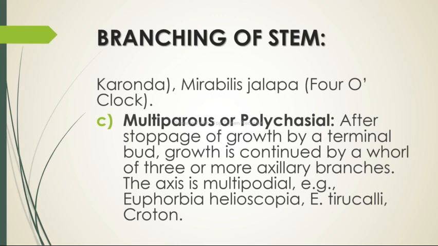Next branching is multiparous or polychasial. After the stoppage of growth by the terminal bud, growth is continued by a whorl of three or more axillary branches. The axis is multipodial, for example in Euphorbia helioscopia. And the next is Eutrochle, Croton.